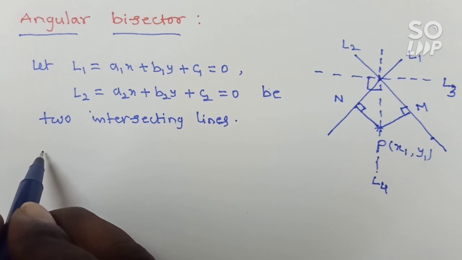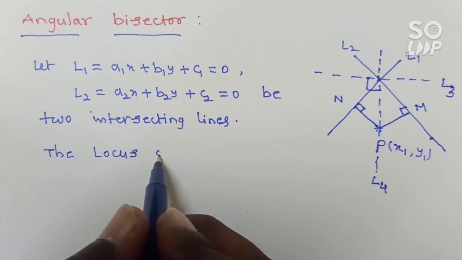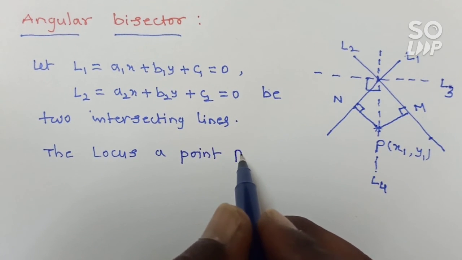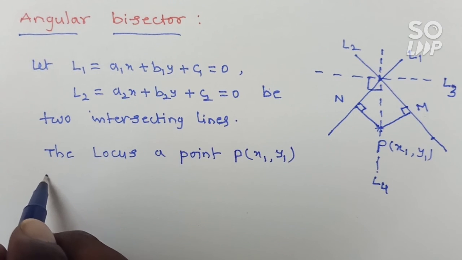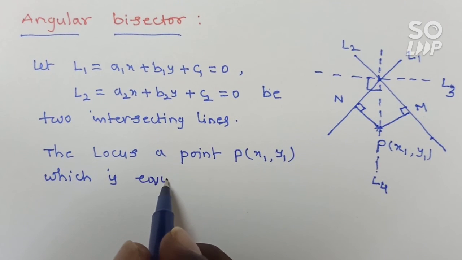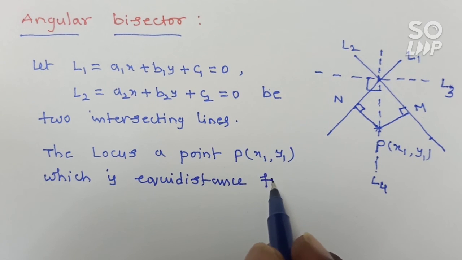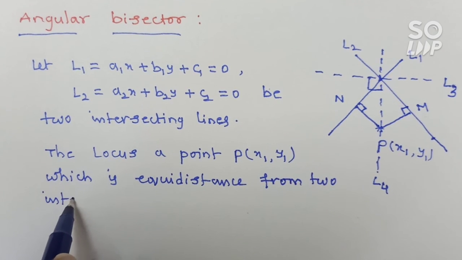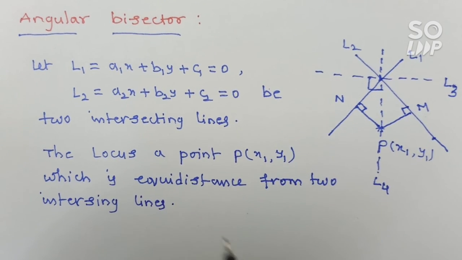Here we will write the definition. The locus of a point P equals (x1, y1) which is equidistant from two intersecting lines. So this one is the definition.